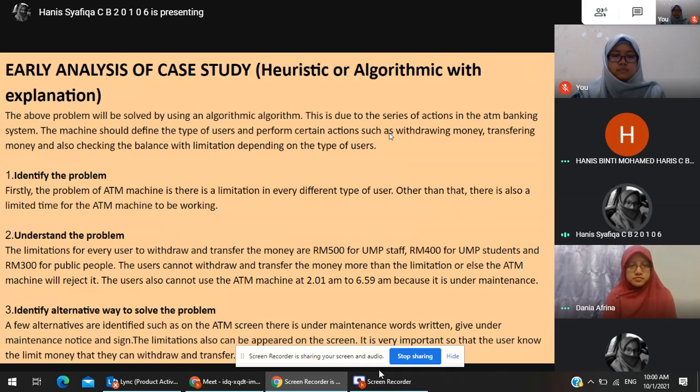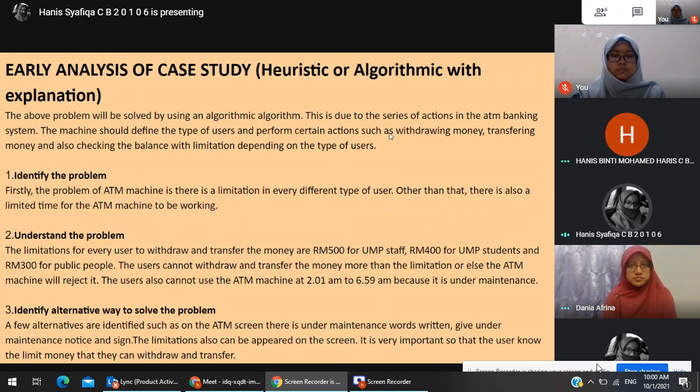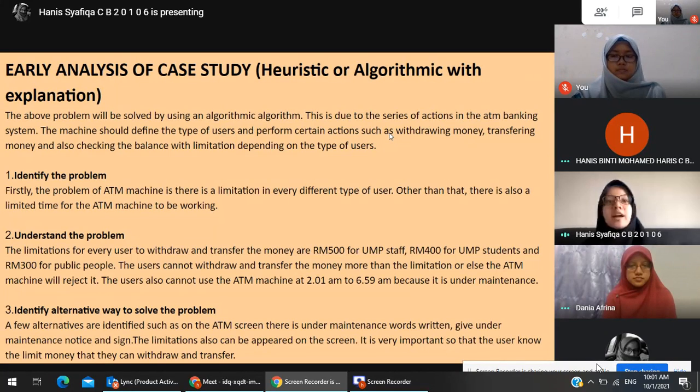Secondly, we have to understand the problem. The limitation for every user to withdraw money and transfer is 500. The users cannot put more than the limit amount, or the ATM machine will reject it. The users also cannot use the machine from 3 a.m. to 6:59 a.m. because it is under maintenance.